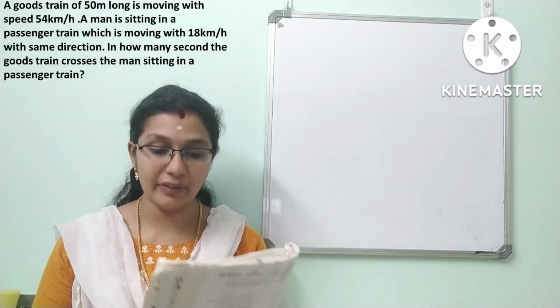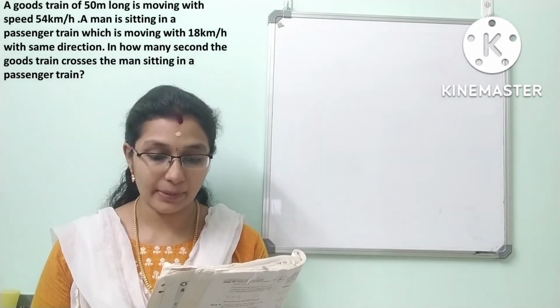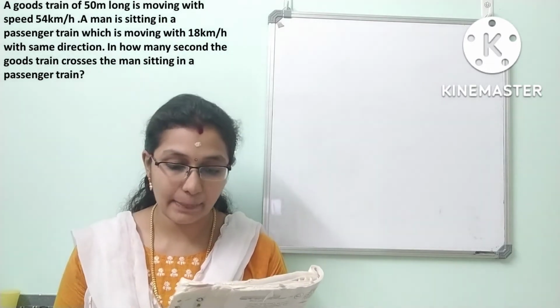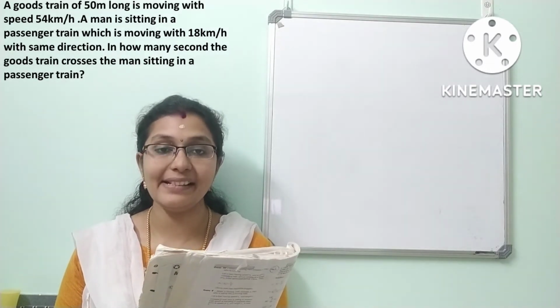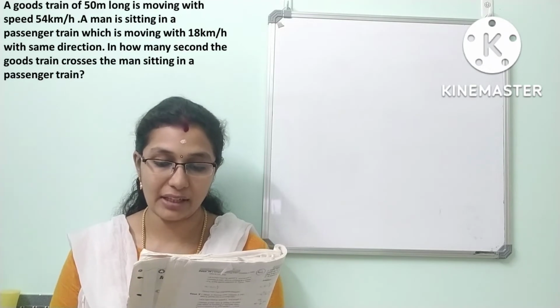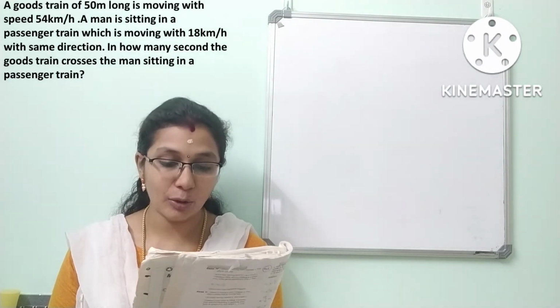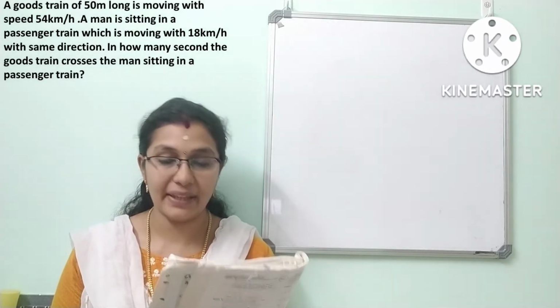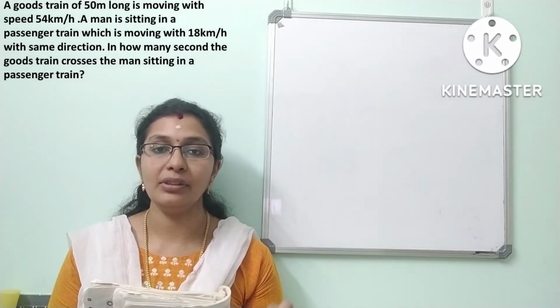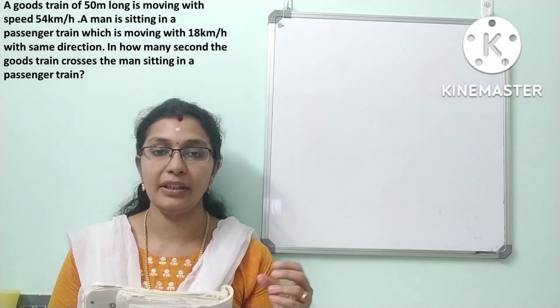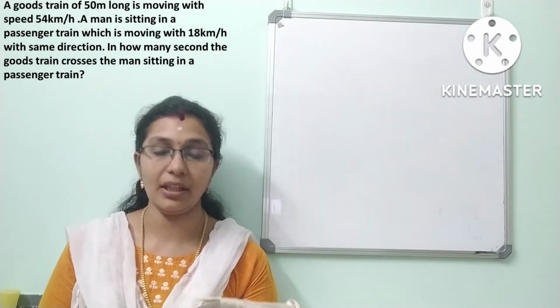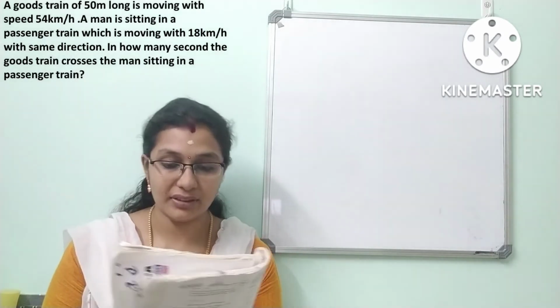A goods train of 50 meter long is moving with a speed of 54 km per hour. A man is sitting in a passenger train which is moving with 18 km per hour in same direction. In how many seconds the goods train crosses the man sitting in a passenger train? So here you will have a confusion whether to consider the distance and speed. How to consider this distance and speed, okay? Now I will tell you, listen to this carefully.